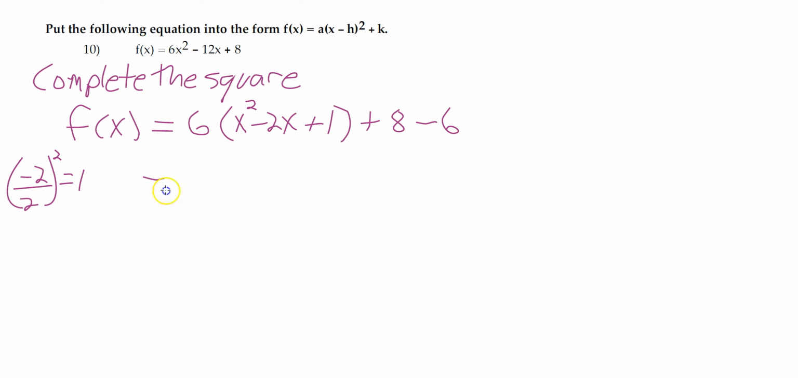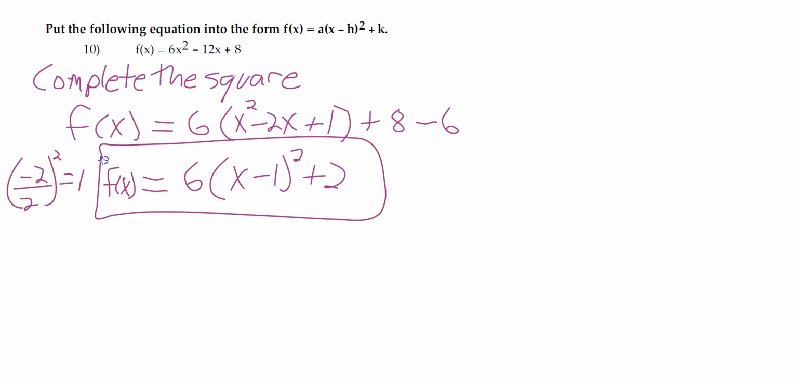I now have f of x equaling 6 times, this is a perfect square trinomial, it is x minus 1 quantity squared, and this reduces to plus 2. What I've done is I've completed the square, and although the work is very simple, it's not necessarily easy.